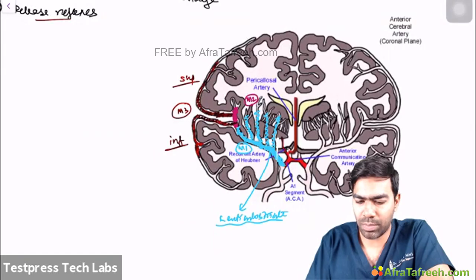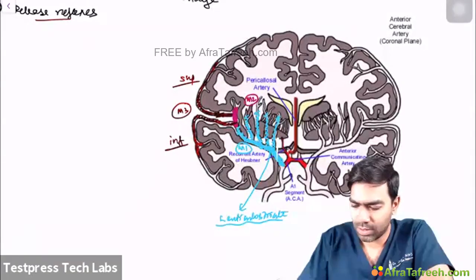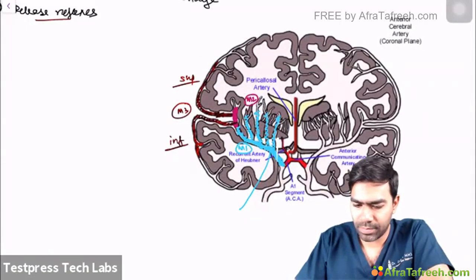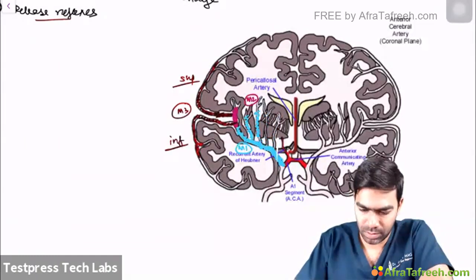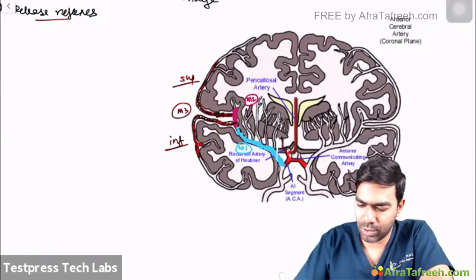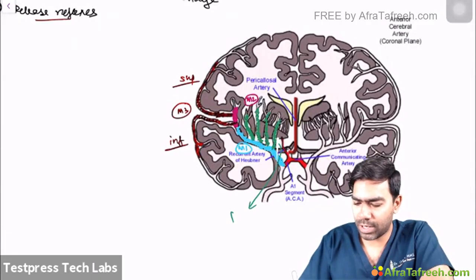Okay, you want me to use green color for lenticulostriate. Okay, let us use green. So these are the lenticulostriate branches. All right. So lenticulostriate branches. These are originating from the M1 segment only.